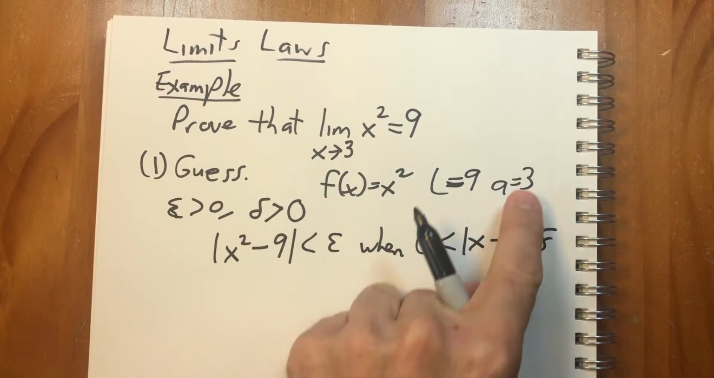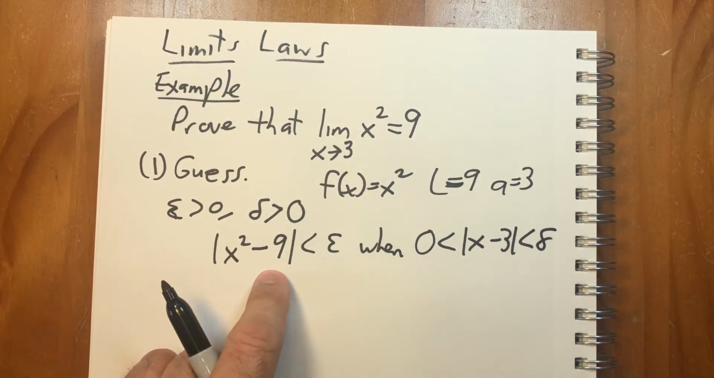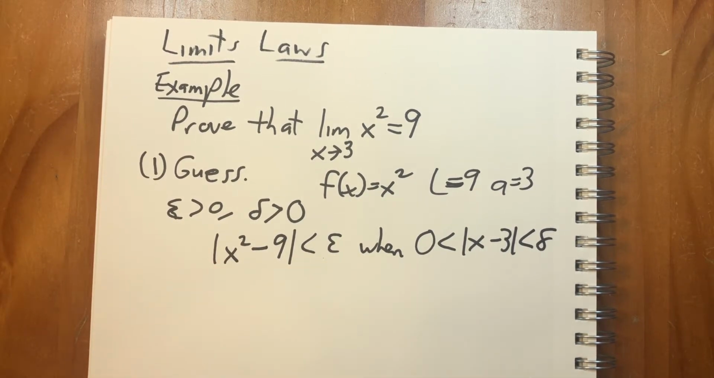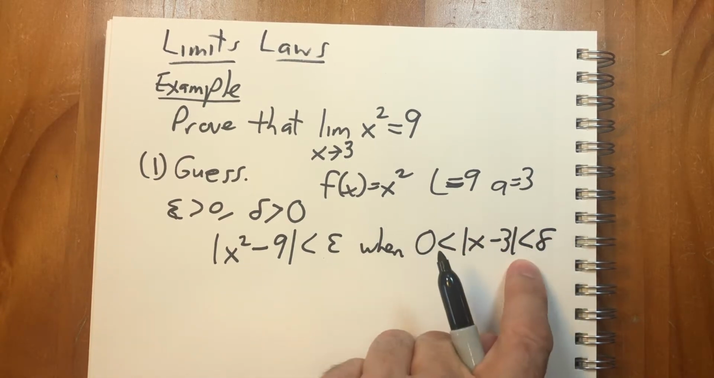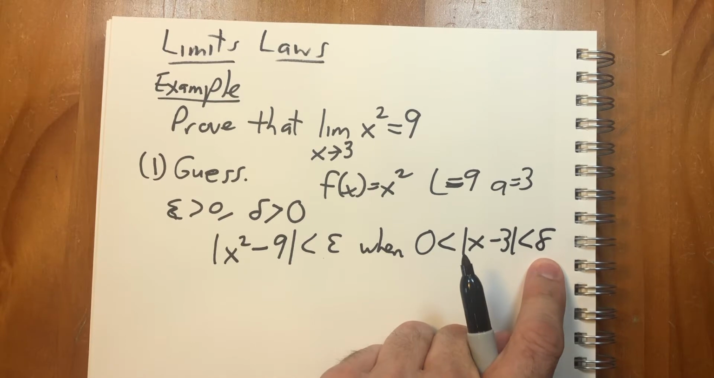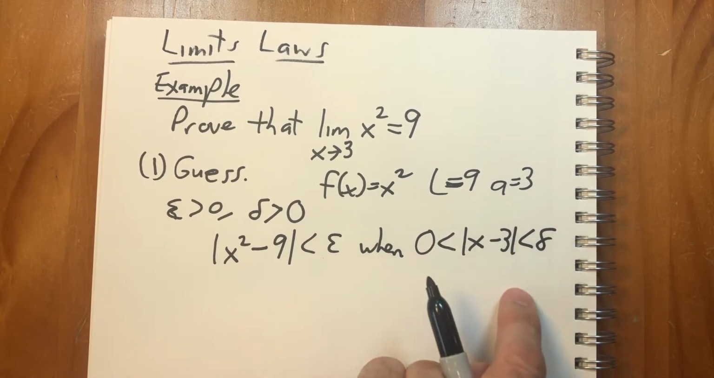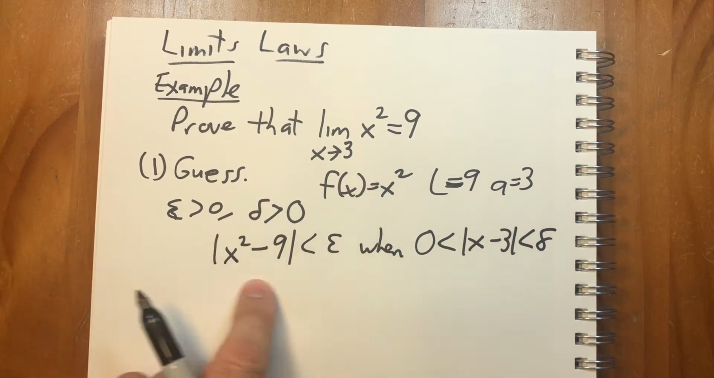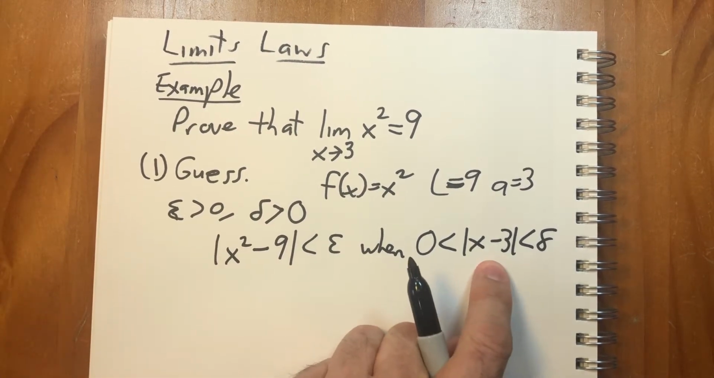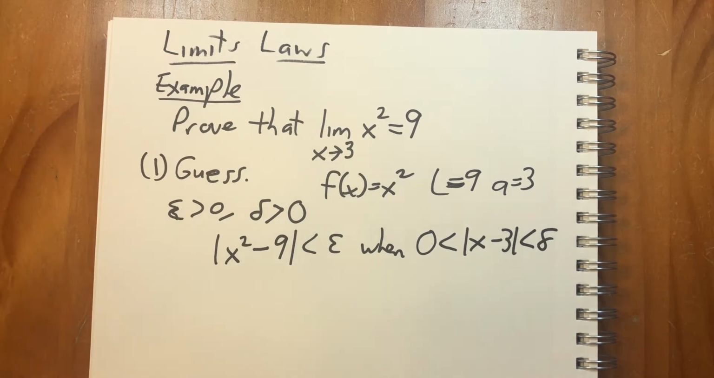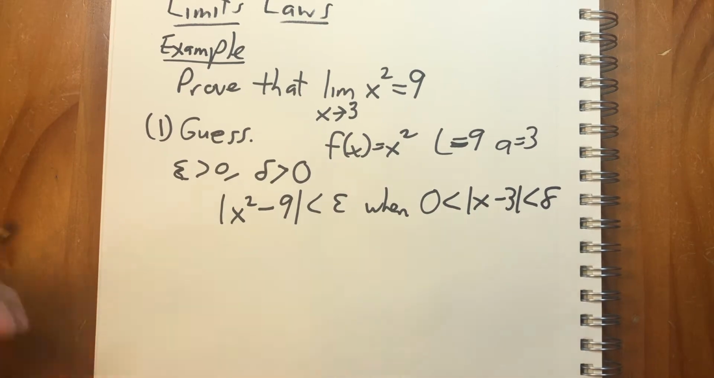So that's the A. So what we have to do is somehow force |x squared minus 9| less than epsilon into terms of |x minus 3| less than delta. And then use the fact that |x minus 3| is less than delta to prove that if this is true, then this has to be true too. So we have to connect x squared minus 9 with x minus 3. Well, we can do that by factoring x squared minus 9.